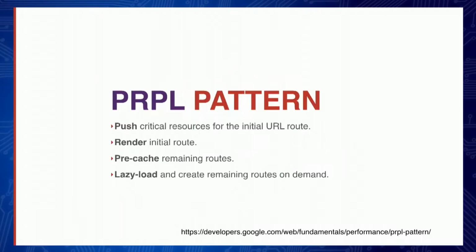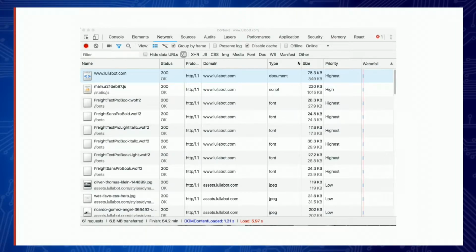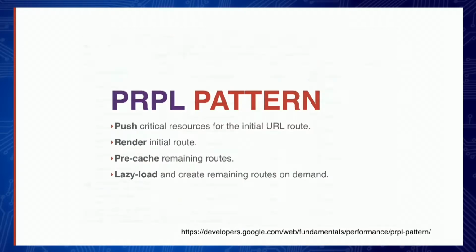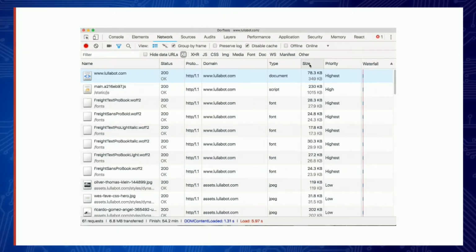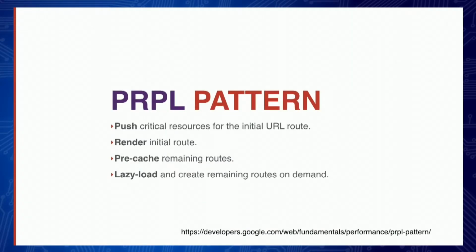And so what am I looking at right here? We're looking at large images here. You can see we're looking at the network tab, and you can kind of see that there's some large images and fonts, and I'm not even sure what I'm going for on that slide. I should probably mark that. Moving on to the PRPL pattern.